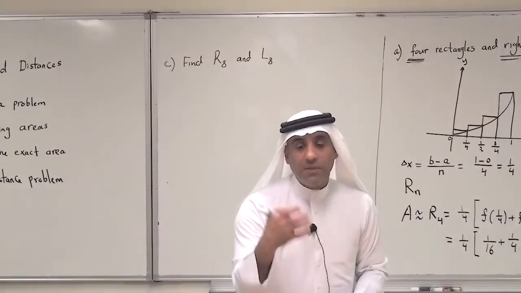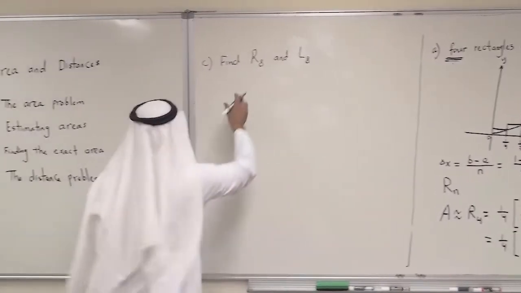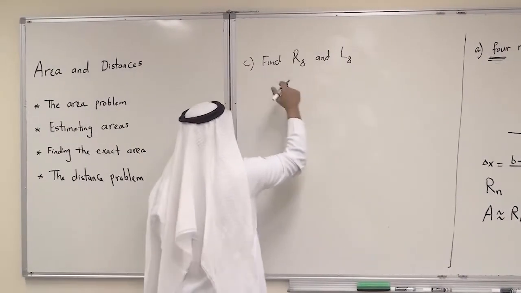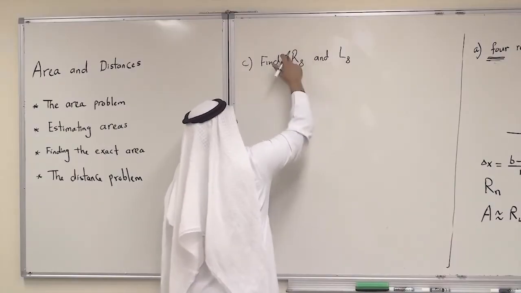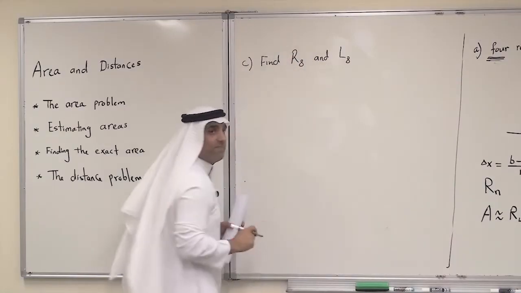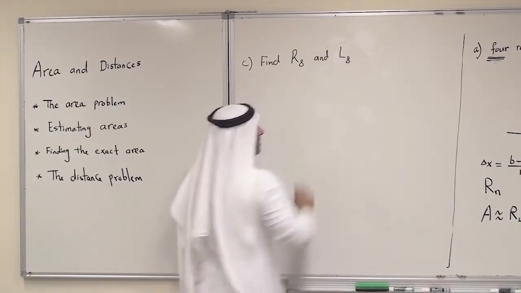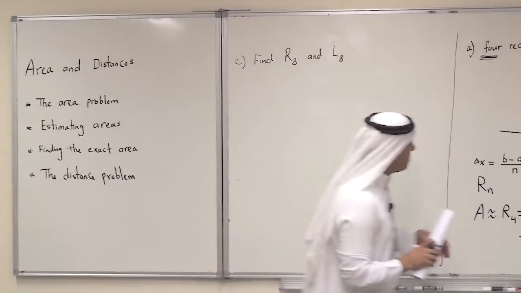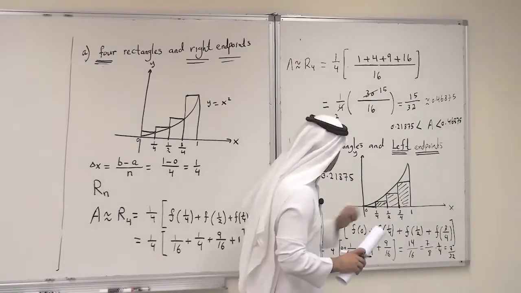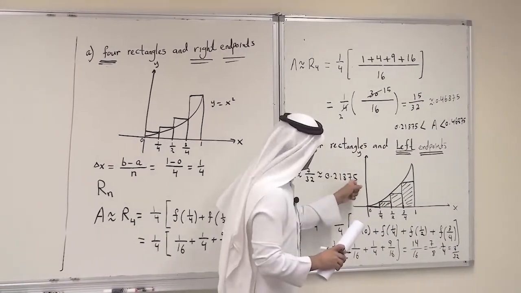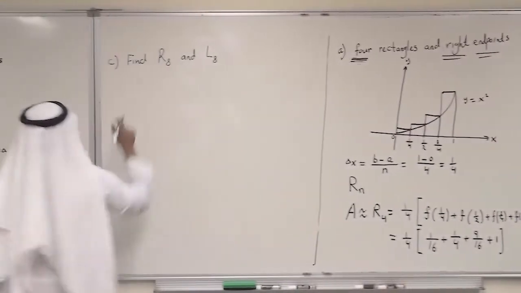Now let us see what happens if we increase the number of rectangles. In this third part, let us try to estimate the area by finding 8 subrectangles with the right endpoints and 8 subrectangles with left endpoints. And we need to see what's happening to this number, which is 0.46 something, and what's happening to this number, which is 0.21875. Okay, let us first do R8.